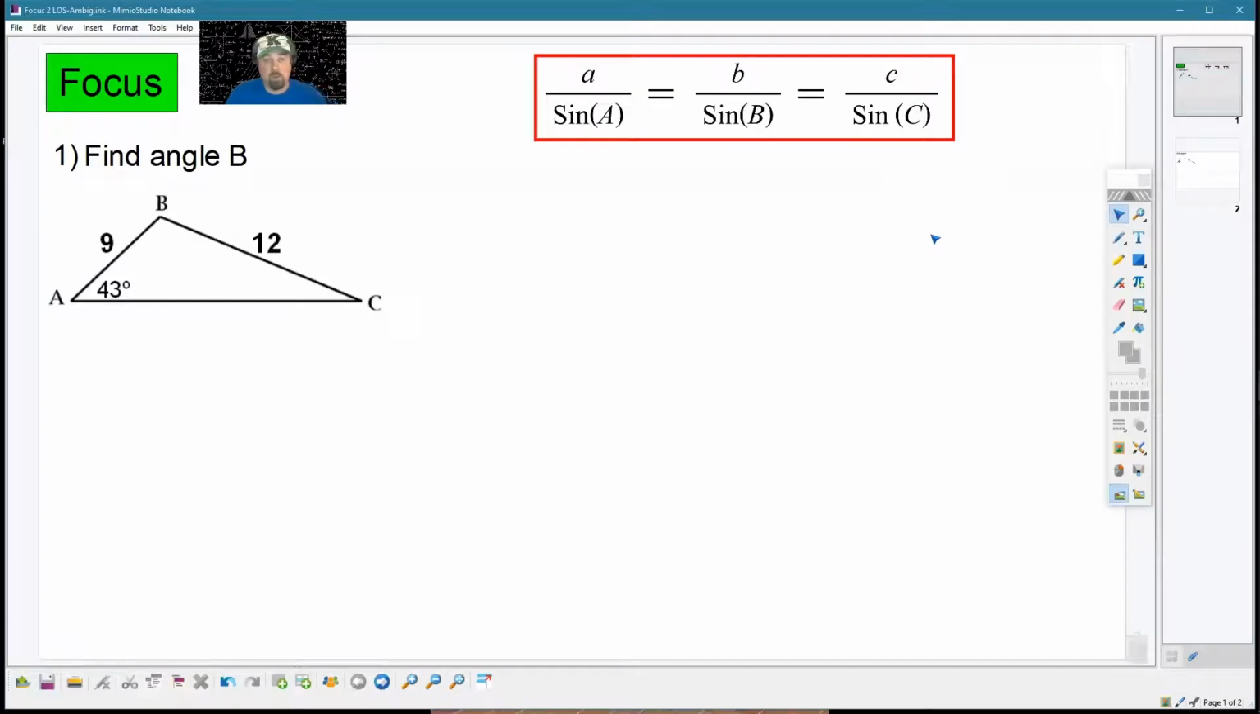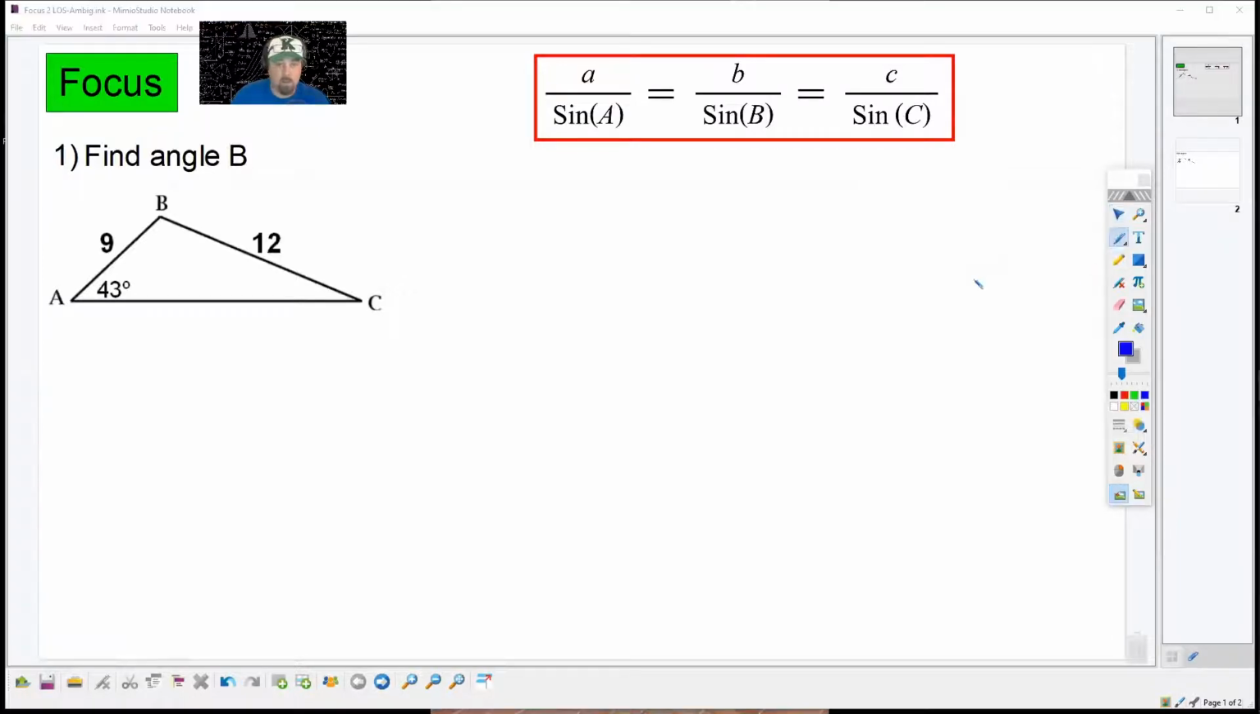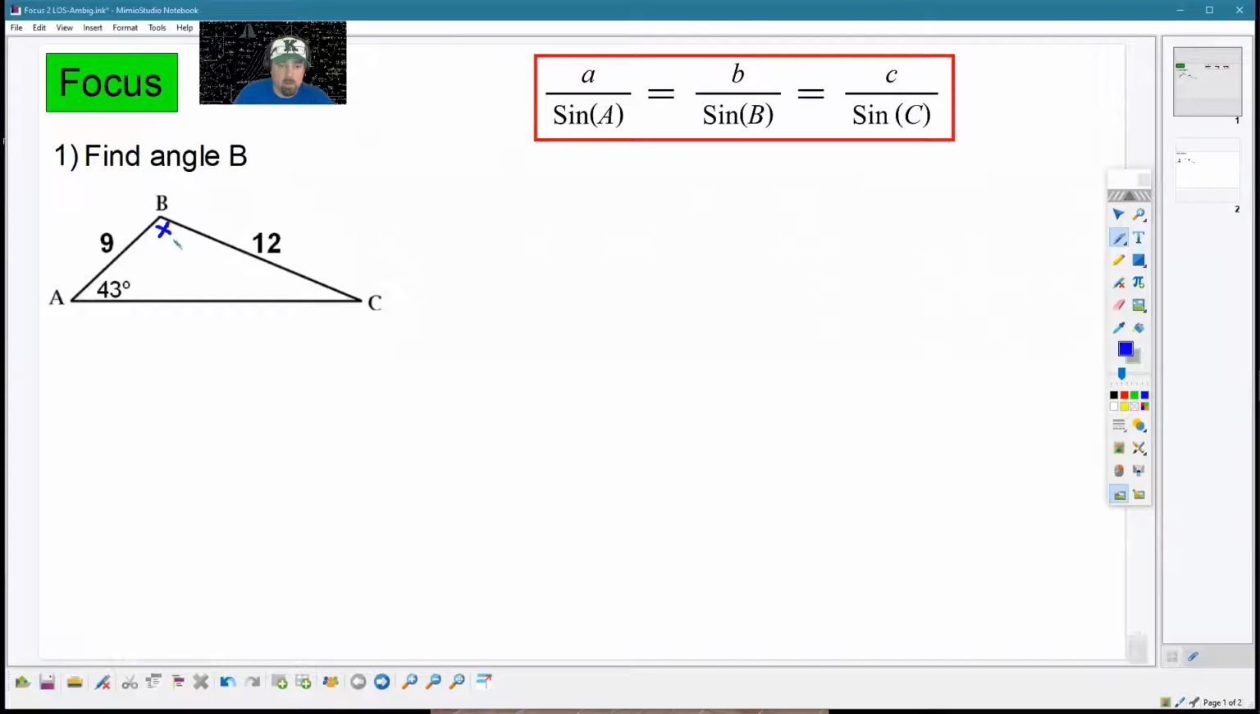Today we're going to continue working with law of sines, okay? But we are going to be talking about that special case where we could possibly get two sets of answers for everything, called the ambiguous case. So we're going to find angle B in this setup. Angle B is right here, so let's put an X in here. That's the one we want to know.